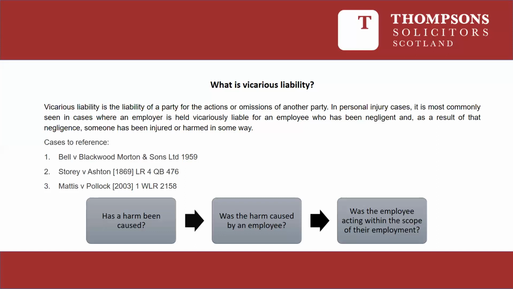On the screen now, I've also referenced two other cases. Story against Ashton, as you can see, is a very old case, but it refers to one of the circumstances where vicarious liability won't apply. And that is where the employee has gone on a frolic of their own and is no longer acting within the scope of their employment. Mattis against Pollock is another key example of vicarious liability, where the employee was acting to further the course of his employer's business.